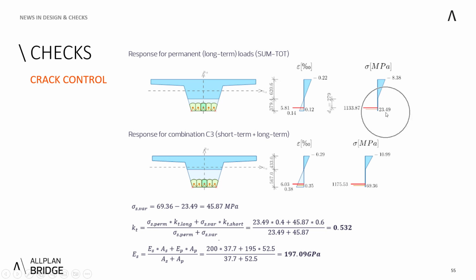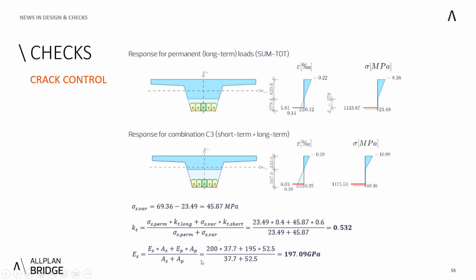And you can see that we have 23.49 megapascals in the rebar. When we run this calculation for a C3, we have both short-term and also long-term, meaning variable and permanent parts of the combination, both applied. So the 69.36 is the total value. And by subtracting this from this, I get only the variable part as 45.87 megapascals. And then I can use the weighted average between 0.4 and 0.6 kT, resulting into overall kT of 0.532.